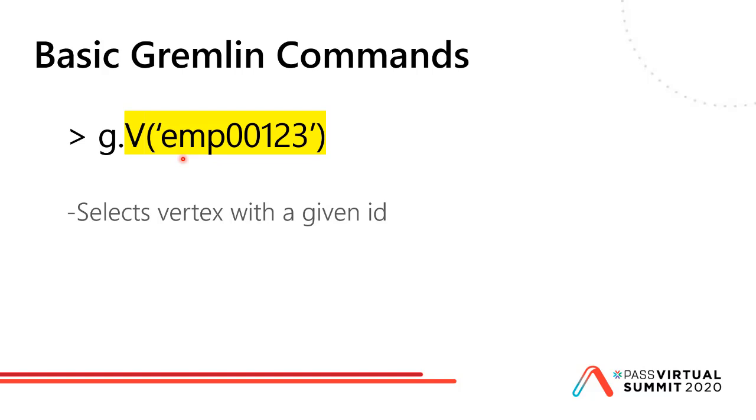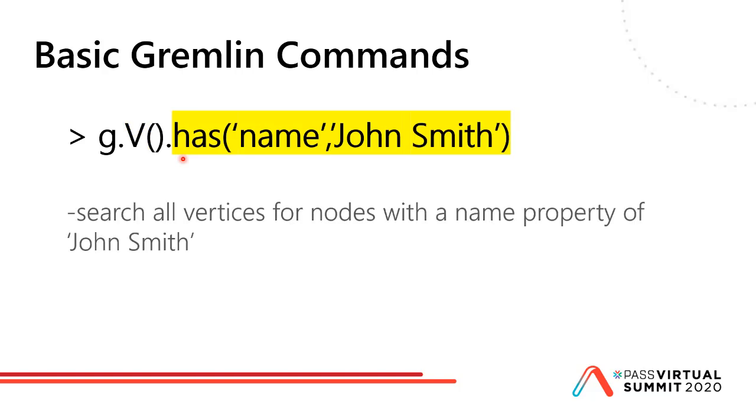We don't always know the ID, and sometimes we want to return on something more broad than that, and for that we have the has function. And the has function is very similar to the where. What we're essentially saying here is go and return all of the vertices within the graph and then filter them where the name is equal to John Smith. And this would return all nodes where the name is John Smith.